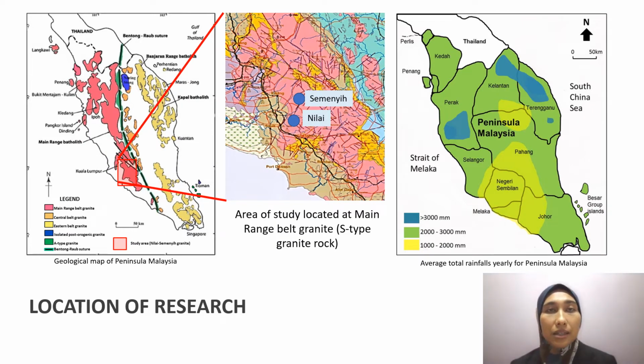The research study is located at Nilai and Semenyih area. Both are located at the Main Range belt granite, which is the S-type granite rocks. These locations have a total rainfall around 1 to 2,000 mm per year.